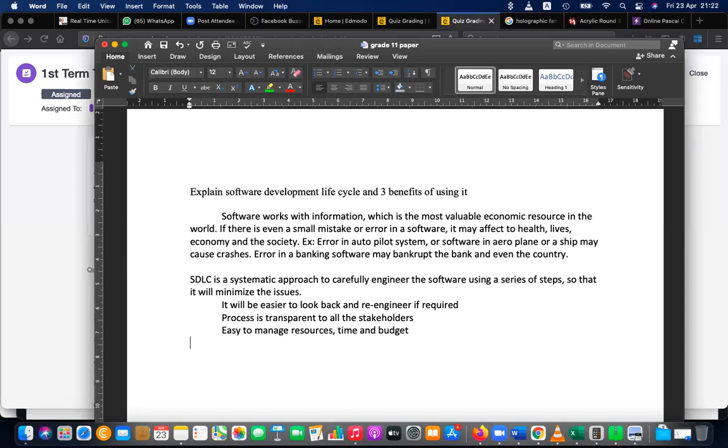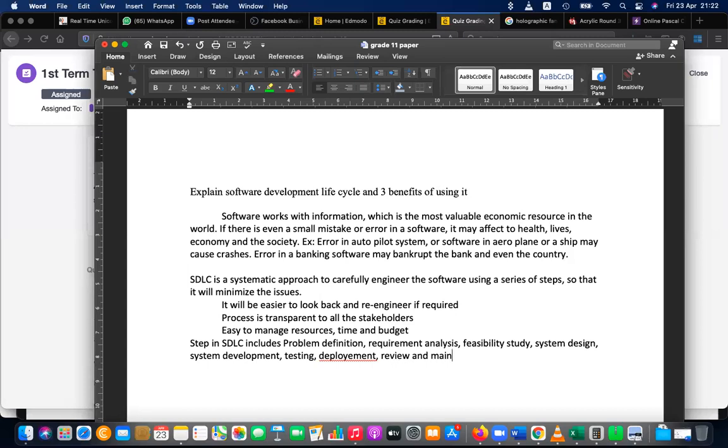Steps in SDLC include problem definition, requirement analysis, feasibility study, system design, system development, testing, deployment, review and maintenance. Those are the steps.